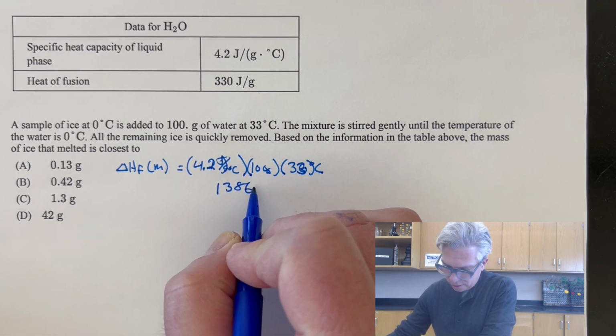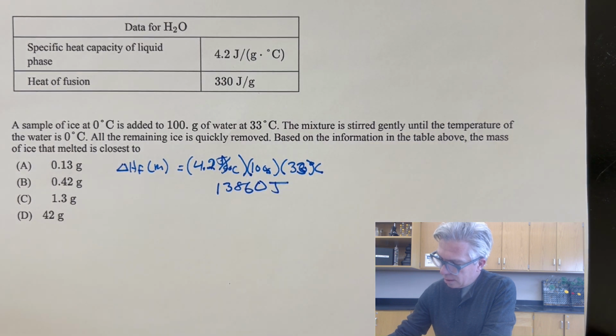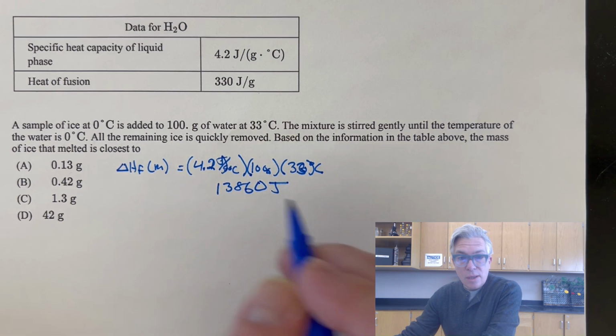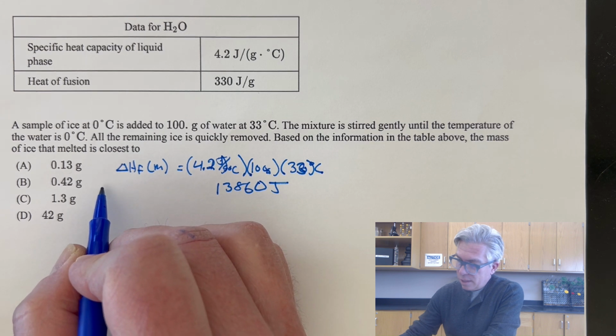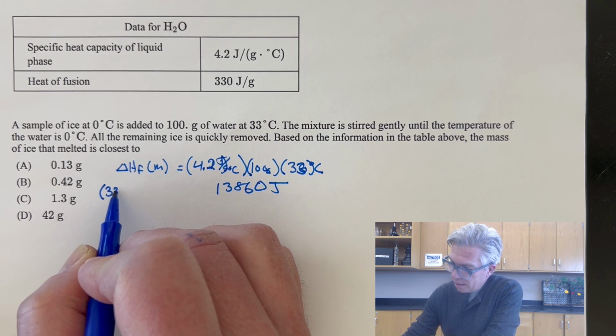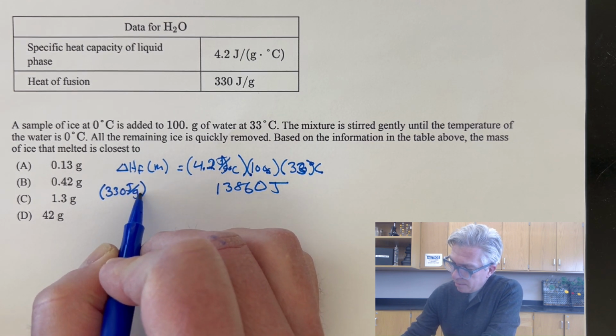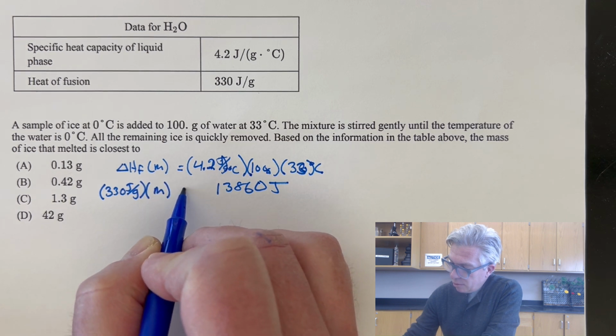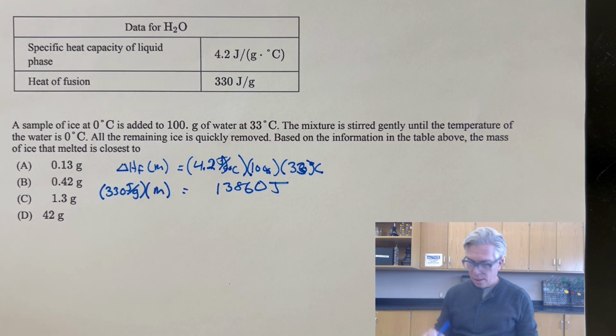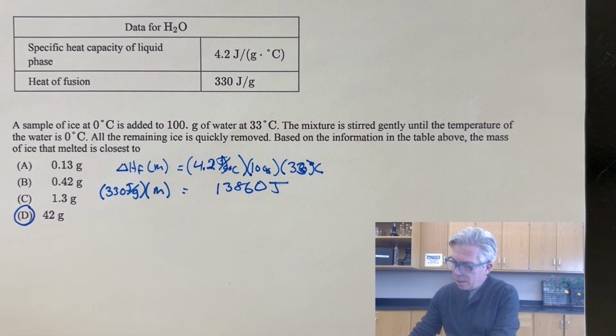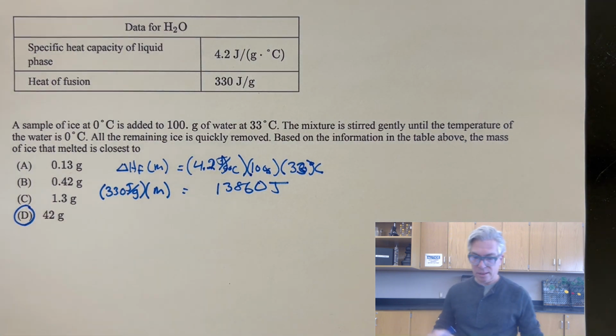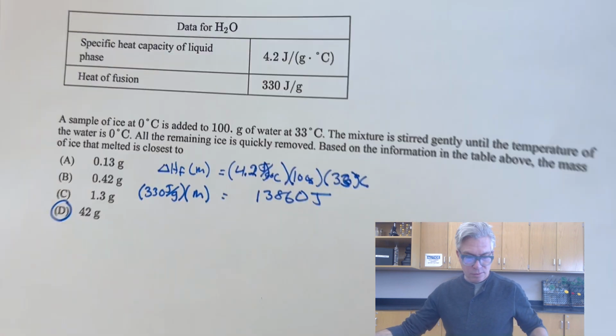So quick tap of the calculator, 4.2 times 100 times 33. That's 13,860 joules that the water lost as it cooled. That must have gone into the melting of the ice. 330. I was always told it was 334. All right, so divided by 330, and I get 42 grams of ice that probably melted in this particular reaction. So there you go. Moving quickly.